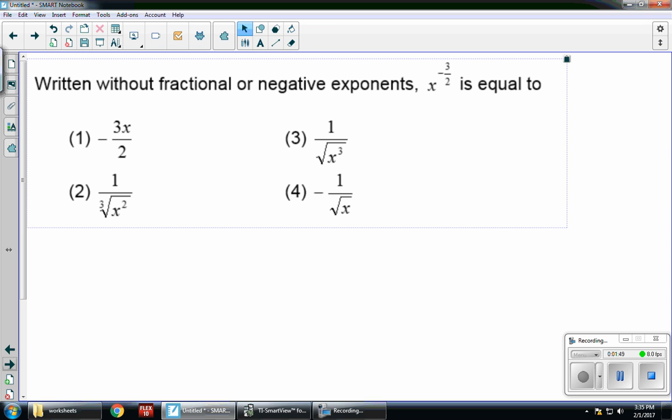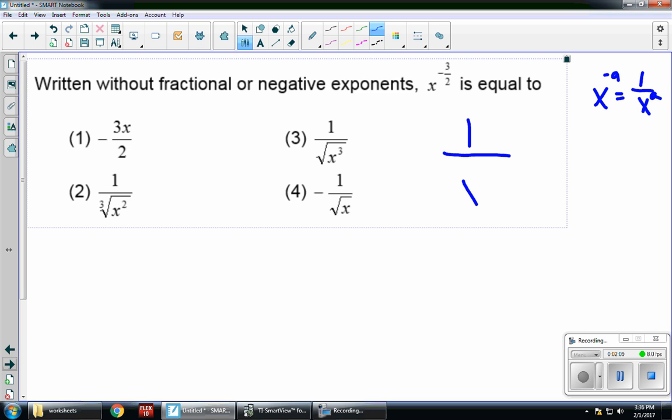Let's look at another one. Written without fractional or negative exponents, x to the negative 3/2 is equal to, well, I have a negative exponent. So in order to make it positive, I'm going to bring it to the denominator. Because if I have x to the negative a, it's equal to 1 over x to the positive a. So I'm going to make this 1 over x to the 3/2.